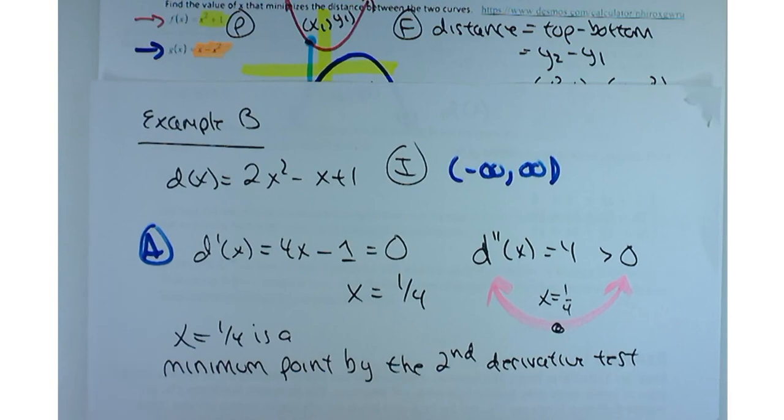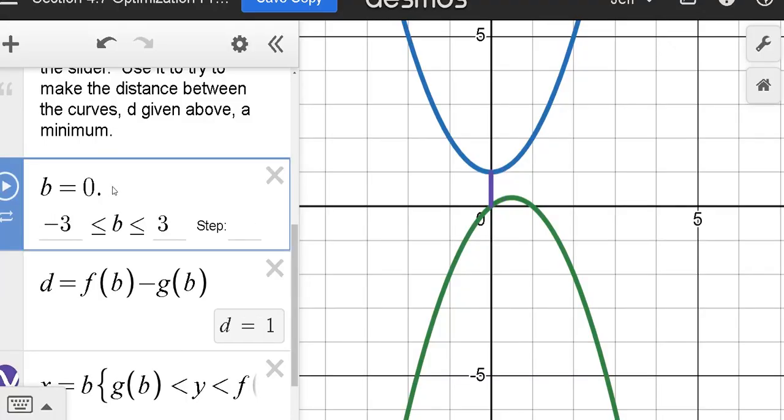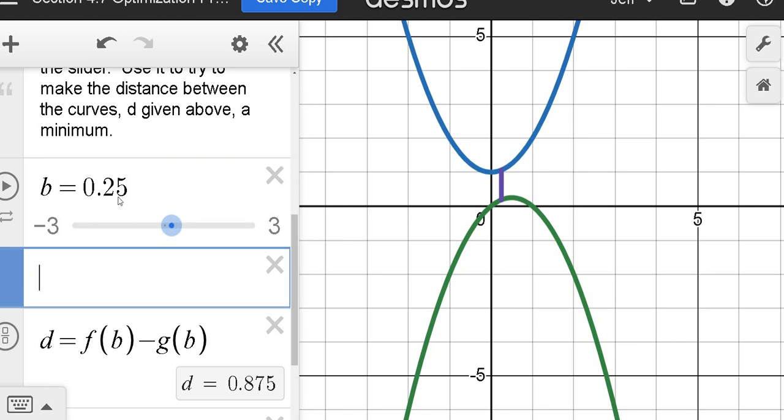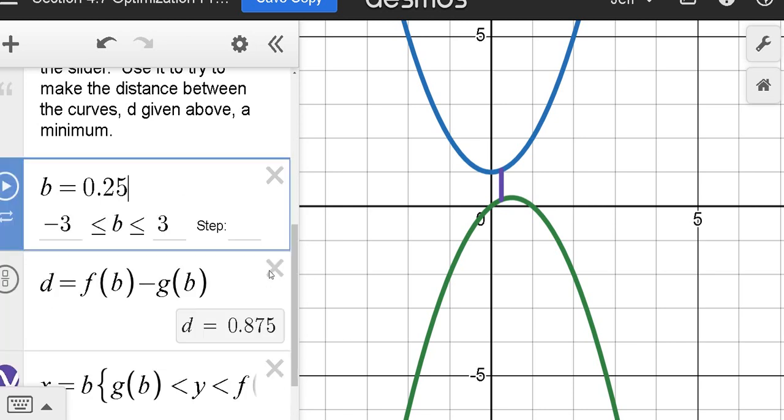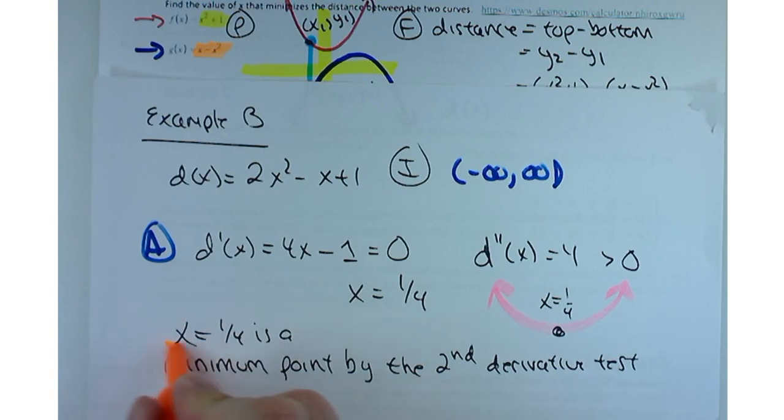Beautiful. Let's cheat a little bit and make that equal to 0.25 exactly. And there you go. The vertical distance at that point is 0.875. Although you really weren't asked for that vertical distance, you were asked for the value of x that minimizes that vertical distance, and that would be this: x equals 1/4. Not bad, not bad.